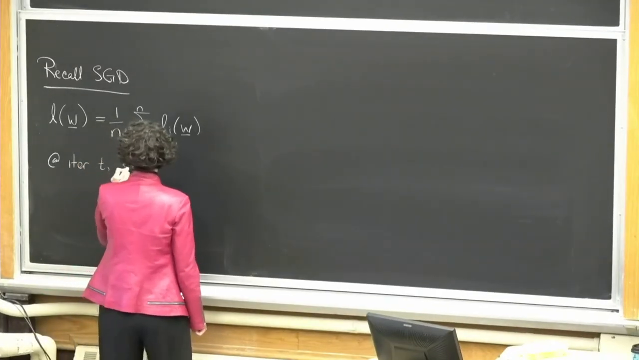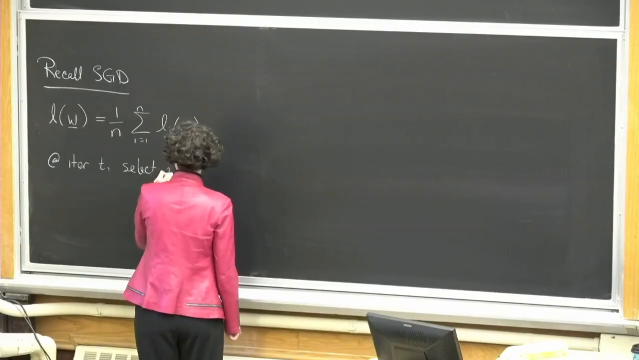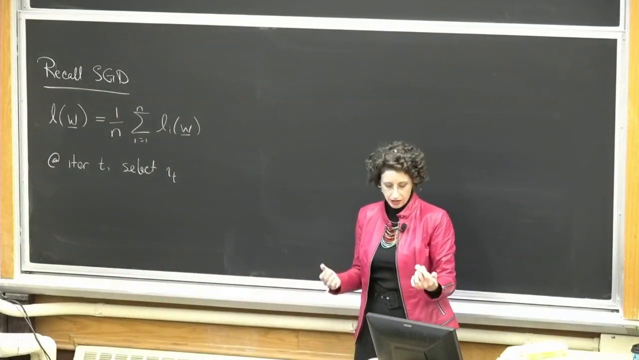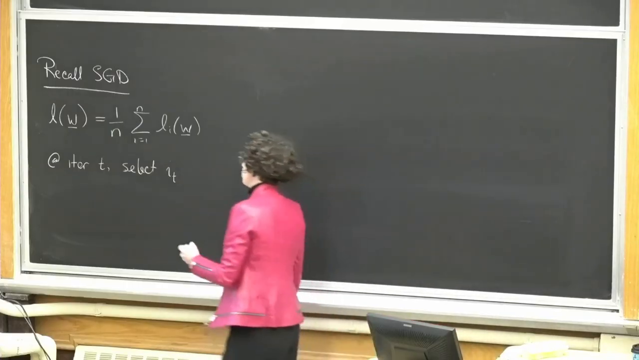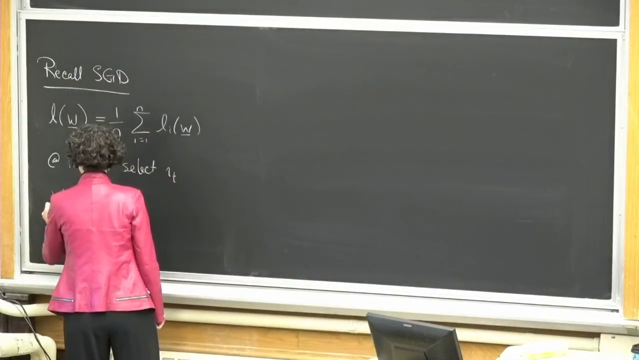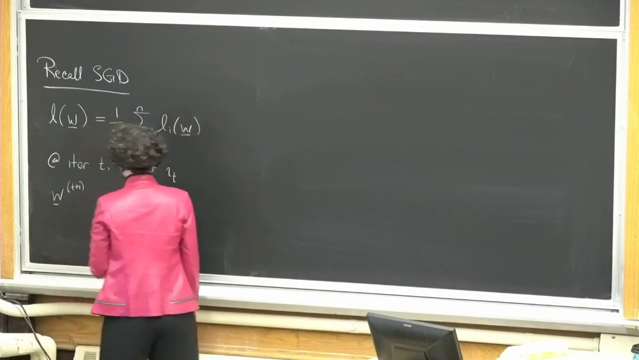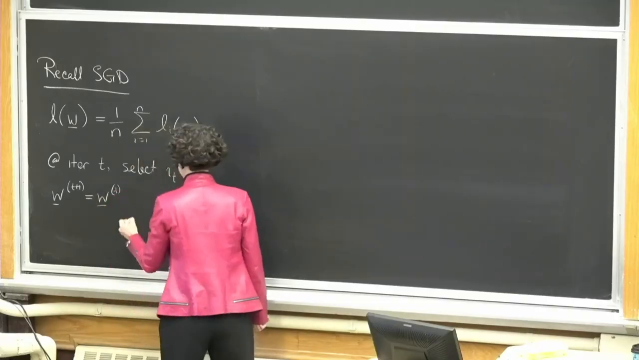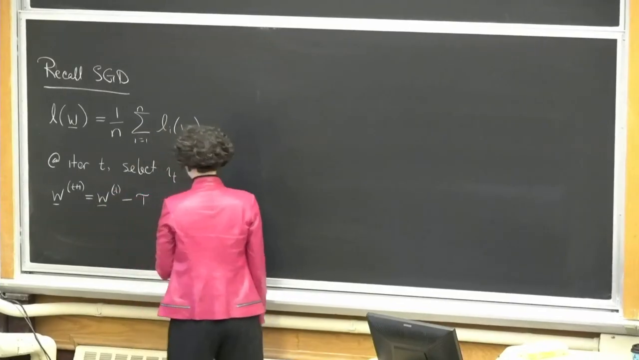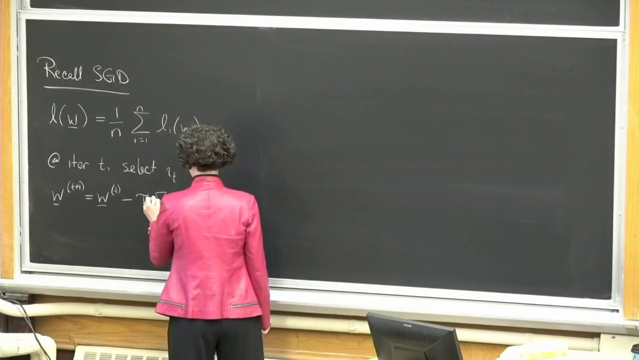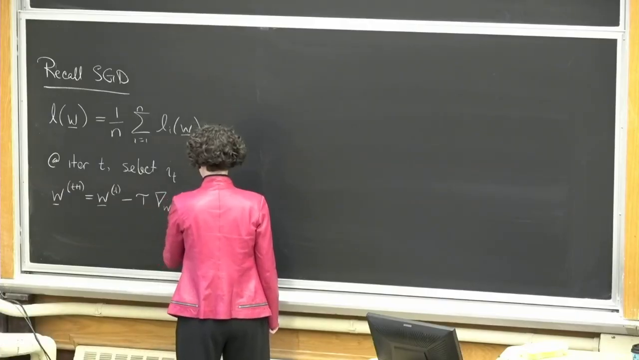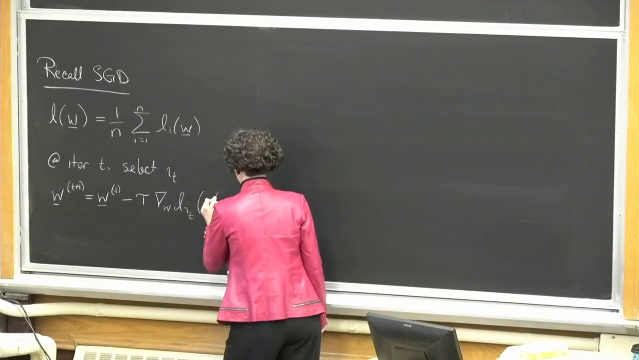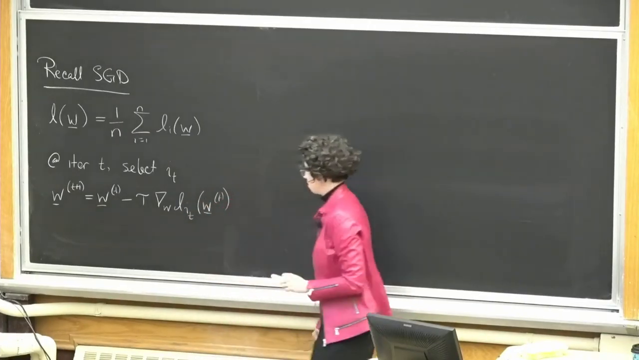And so when we do stochastic gradient descent at iteration t, we would select a sample i_t, say uniformly at random or based on some random shuffling at every epoch. And then we would update our weights. So our weight vector estimate for iteration t plus 1 would be our weight at time t minus a step size of length tau times a step in the direction of the negative gradient of this loss just for the i_t-th sample evaluated at our current estimate w_t.